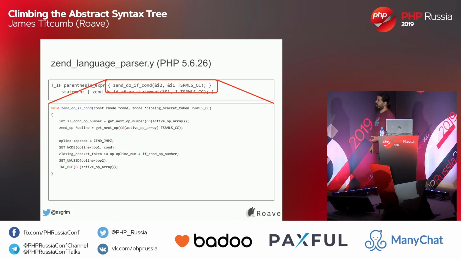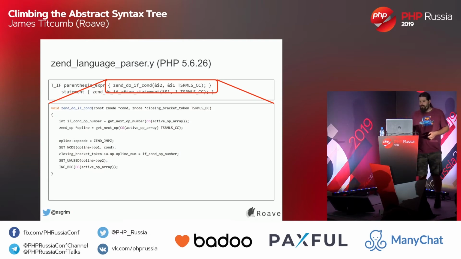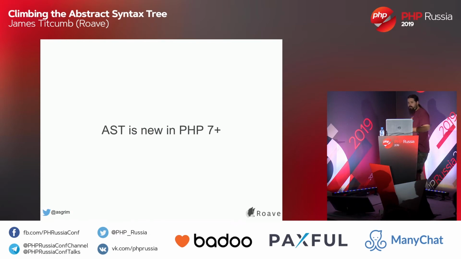If we have a look at PHP 5.6, before the AST existed in PHP, this is what it looks like. The grammar is actually slightly different because some of those definitions changed to be better written. But notice within the curly brace, we've got this function zend_do_if_cond, and what this does is it generates the opcodes directly. So we're missing out this AST step, okay? The AST is new in PHP 7 and above.